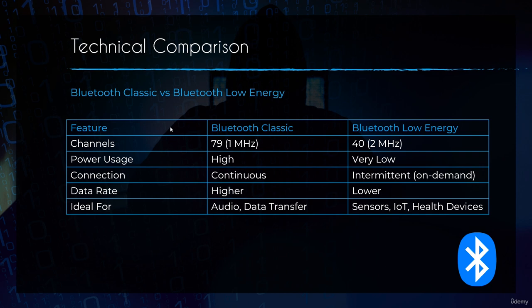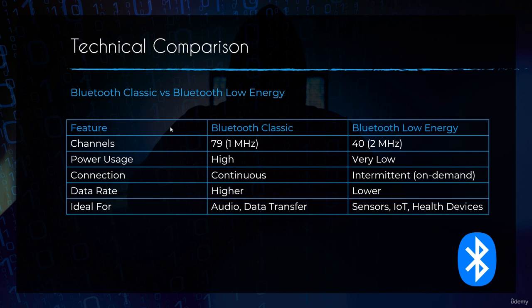Suppose a sensor wants to send data, it will make a connection and send data, and again it will go into hibernate mode. Of course the data rate will be higher in Bluetooth Classic because there is a continuous connection. So it's good for audio listening, file transfer, and all these data transfers. Bluetooth Classic is very good for that. And in Bluetooth Low Energy, we have low rate data transfer.